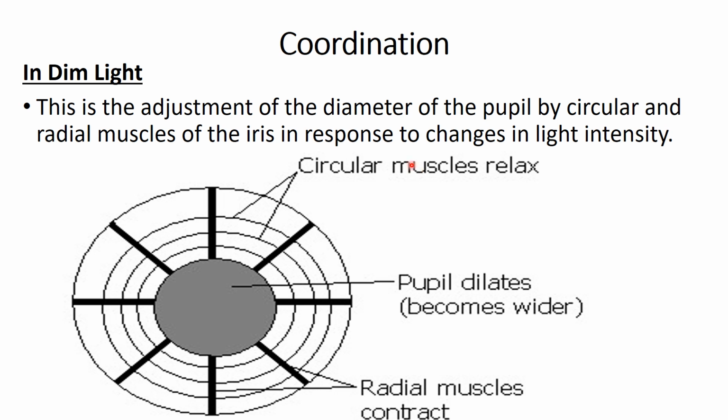Okay, so this is the mechanism. It is expected of you to know the behavior of circular muscles and radial muscles, and also the shape of the pupil. Does it dilate? Does it constrict in dim light and also in bright light?